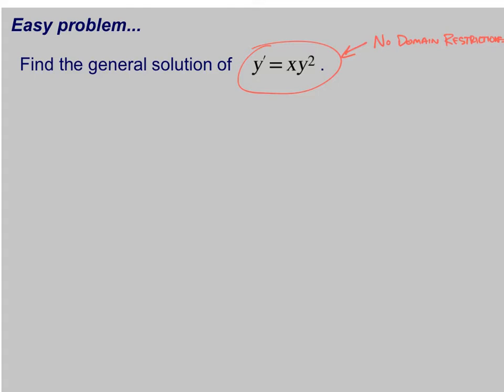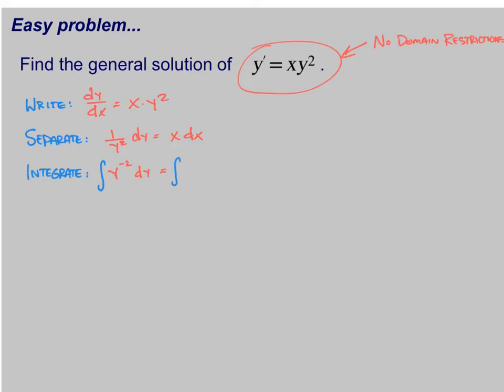And don't forget that we have a 4-step process. Step 1 is to write the differential equation. Step 2 is to separate variables. Step 3 is to integrate. So let's go ahead and anti-differentiate both sides of that. On the left-hand side, we're going to get, using the power rule for antiderivatives, -1 times y to the negative first power. And on the right-hand side, we're going to get our friend x squared over 2 plus some constant.